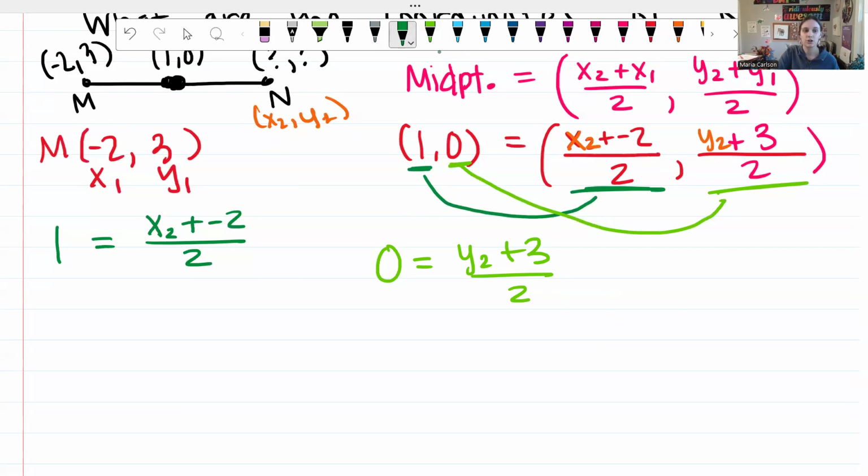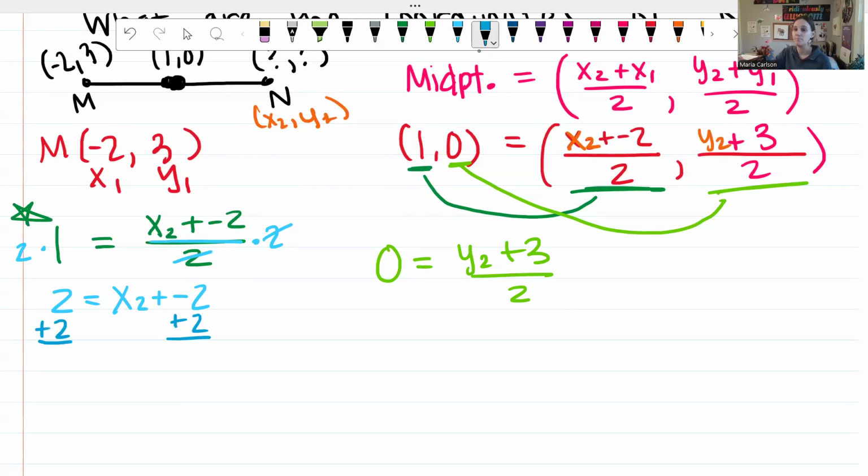Looking at the darker green equation up here, to get x2 all by itself, the first thing I'm going to undo is the division by multiplying both sides of the equation by 2, so that the 2 in the denominator and the numerator cancel. So I have 2 is equal to whatever x2 is plus -2. And then I can simply add 2 to both sides to get rid of that -2. That way I now know that 4 is our value of x2. So that's our x2 coordinate.